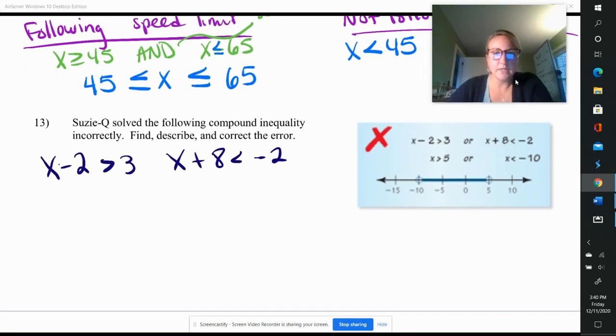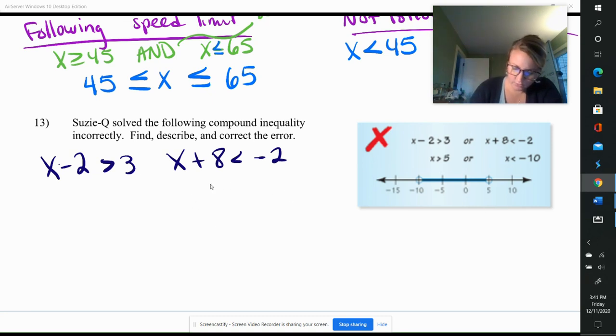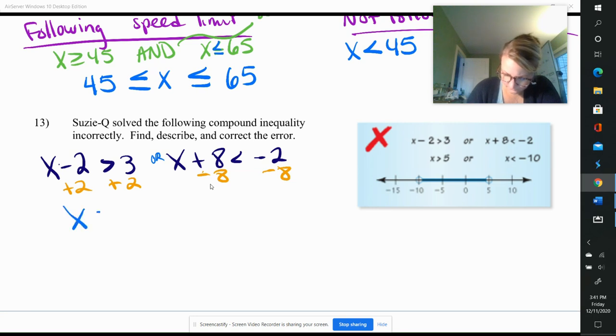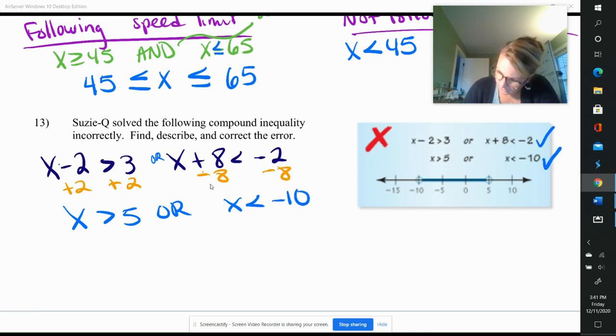And then we have an error analysis problem. So Susie Q solved the following compound inequality, and we want to find, describe, and correct. So I always start fresh, see if I can find it when I solve, check each step against mine, and see if we can find out what went wrong. So we started here. Her next step matches mine.